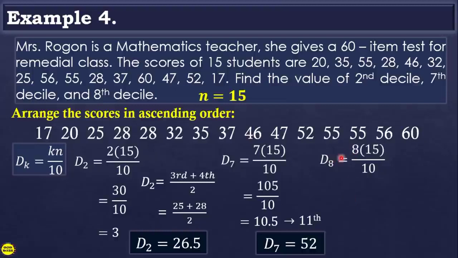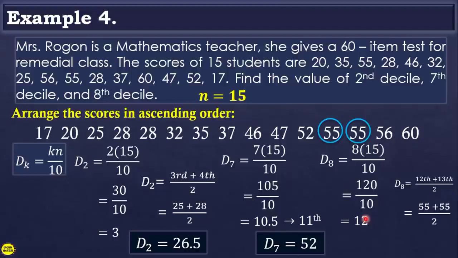So, yung 8th decile, papalitan lang yung k natin ng 8. So, 8 times 15, the answer is 120. So, 120 divide 10, so that is 12. So, since whole number yung sagot natin, ibig sabihin na sa pagitan siya ng dalawa, no? Yung pang 12 and pang 13. Okay, ito yung pang 12 natin at ito yung pang 13 natin. So, the value yung pang 12 natin is 55. So, 55 plus 55, that is 110 divide 2. The answer is 55. Okay, so, I hope na naintindihan nyo kung paano kukunin yung sa decile.